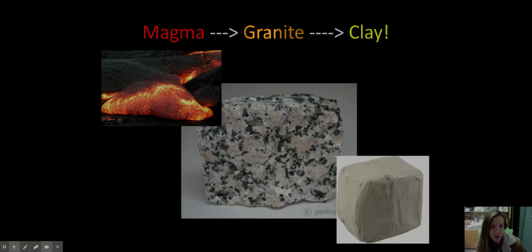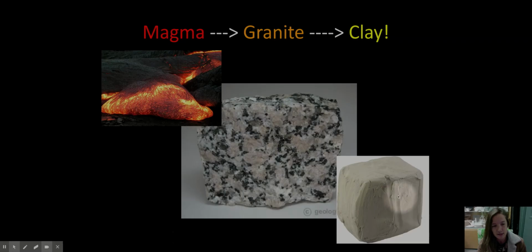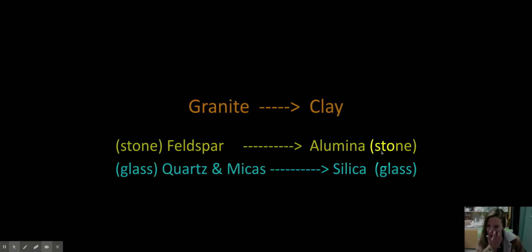And then how does the granite become clay, this gooey stuff we've been playing with? So I'm going to talk a little bit about how this turns into this. But before we get there, I wanted to talk about how granite becomes clay at its element, at its bone structure and core.